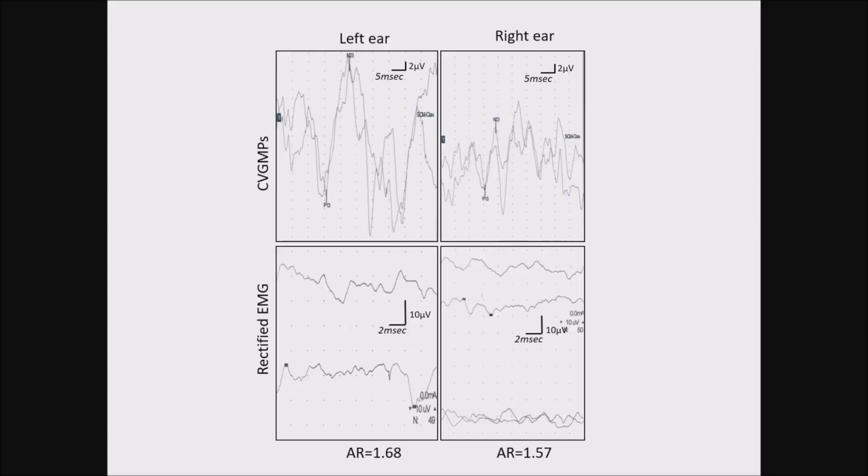When recording the amplitude on each side, the EMG on the left is larger than the EMG on the right. And when you calculate the amplitude ratio between your CVEMP and your EMG, the amplitude ratios are similar, 1.68 to 1.57. So this is in fact a normal study. And if you had not measured the EMG in this case, you would have said that the right ear, for example, has a lesion, when in fact it doesn't. It's simply because the EMG was less on the right side compared to the left, and this produced a smaller response.